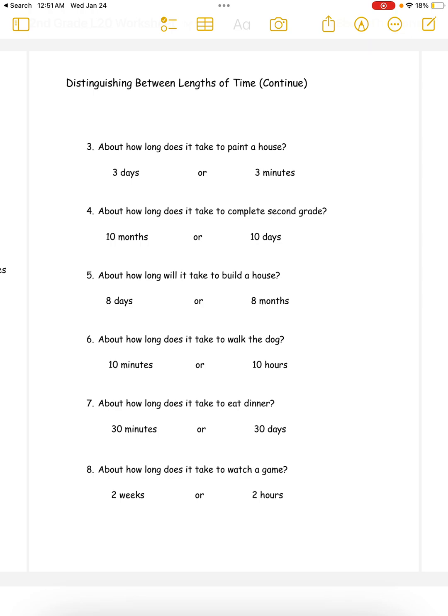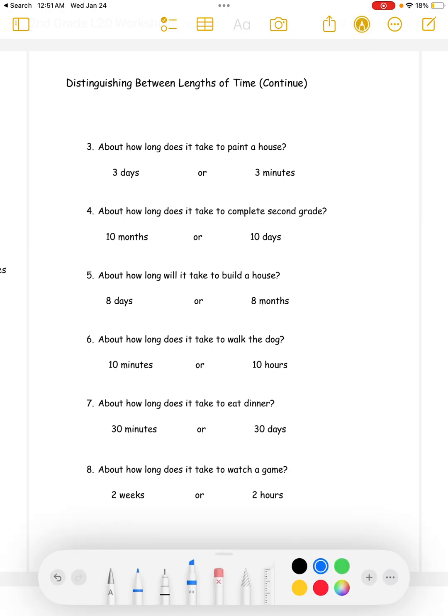Question number 3. About how long does it take to paint a house? 3 days or 3 minutes? We cannot paint a whole entire house. Think of the outside of your house and realize how big it is. We can't paint the whole thing in 3 minutes, so a reasonable answer should be 3 days.